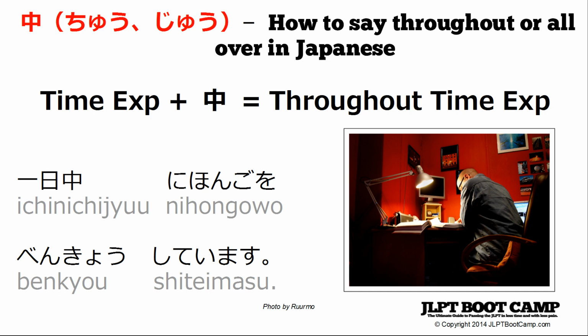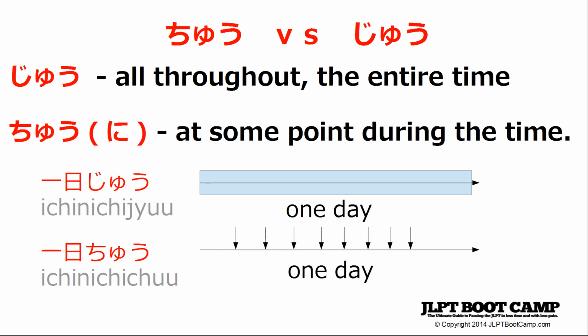So here's a look at another example sentence in polite form. You can say ichinichi ju nihongo o benkyou shite imasu. I studied Japanese all day. And so what's the difference here between chuu and ju, the different pronunciations of this particular kanji? Ju is all throughout. So it's something that's continuing, some kind of process. Usually you'd use this with present progressive. The te form plus imasu for polite, or te form plus iru, which is the casual. You would use it with that form typically.